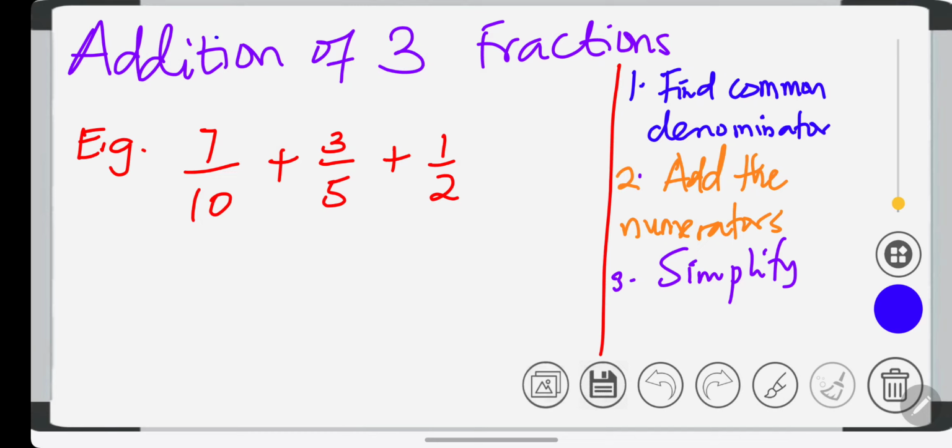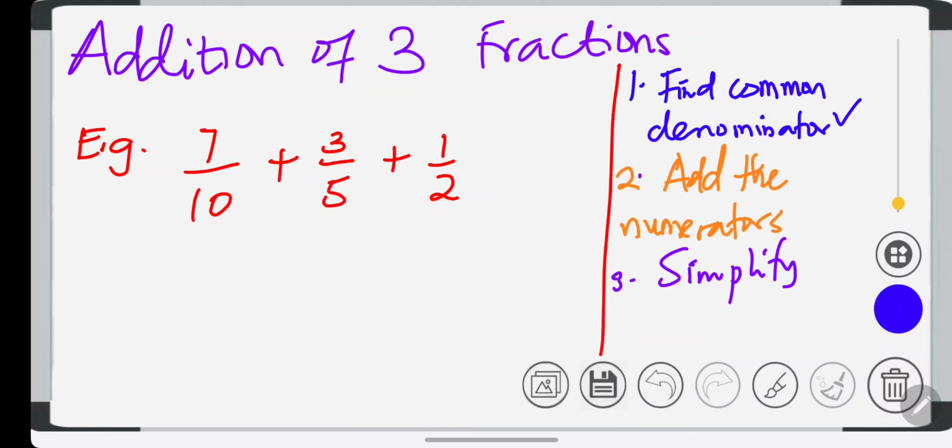So in today's lesson, we're looking at adding 7 over 10, 3 over 5, and 1 over 2, or half, right? You see, these three fractions have different denominators. Therefore, the steps to success say that the first step, we should find the common denominator.